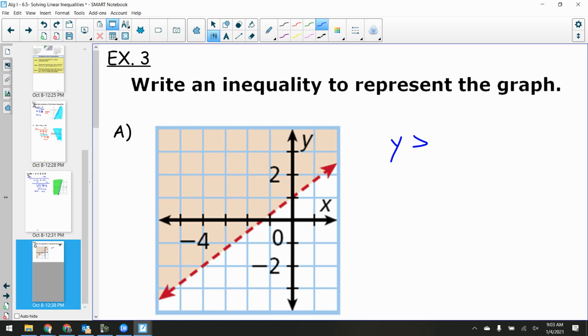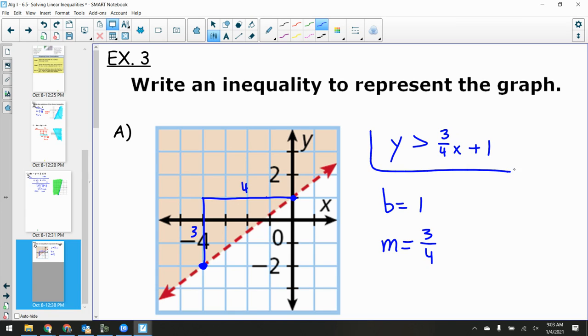What's my y-intercept? Good. My y-intercept is 1. My b value is 1. Let's figure out what my slope is. Well, let's try to find another nice point. Looks like it crosses nice right there. So let's figure out what my slope is. Looks like it rises 1, 2, 3. Runs 1, 2, 3, 4. So rise 3, run 4. Is this a positive sloping line or negative sloping line? Positive sloping line, up and to the right. So we say 3/4 x plus 1.